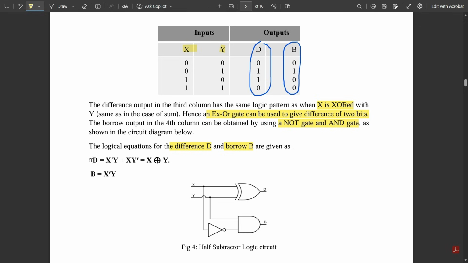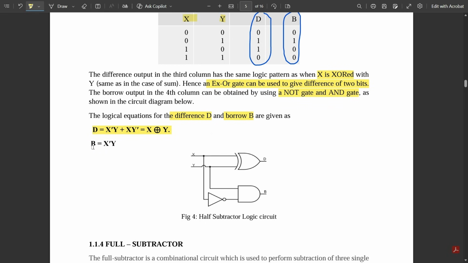So you see here, difference d is given by x XORed with y, as it corresponds to the XOR truth table. So it is basically equal to x bar y plus x y bar. This is the difference expression for a half subtractor, and the borrow expression would be x bar y.